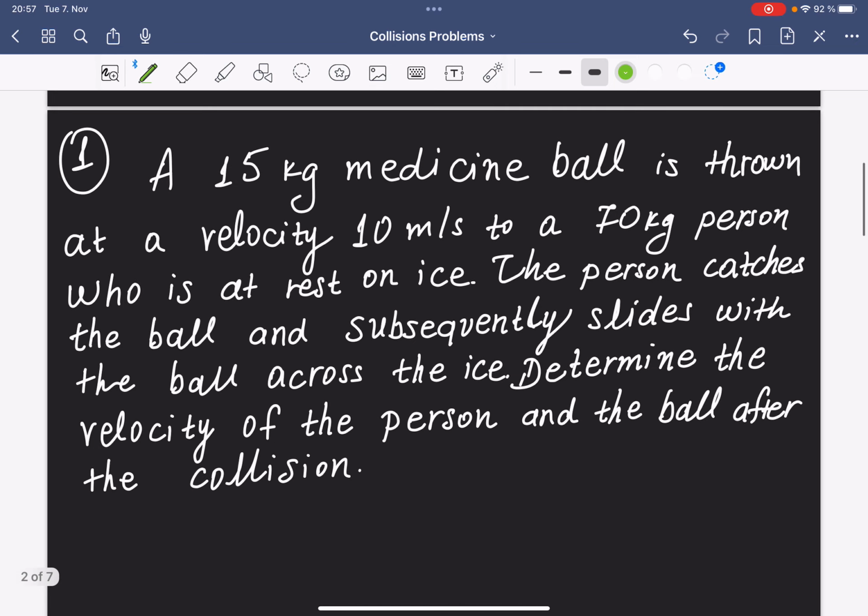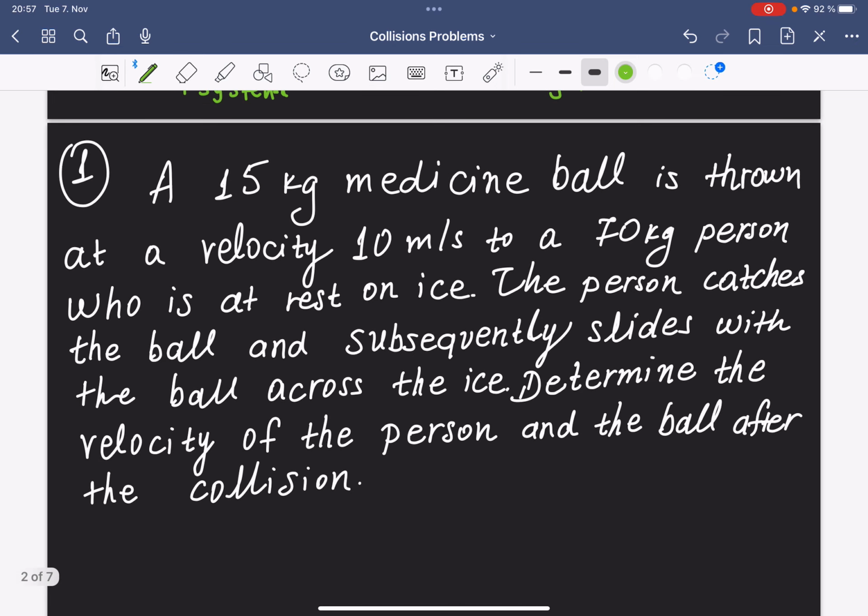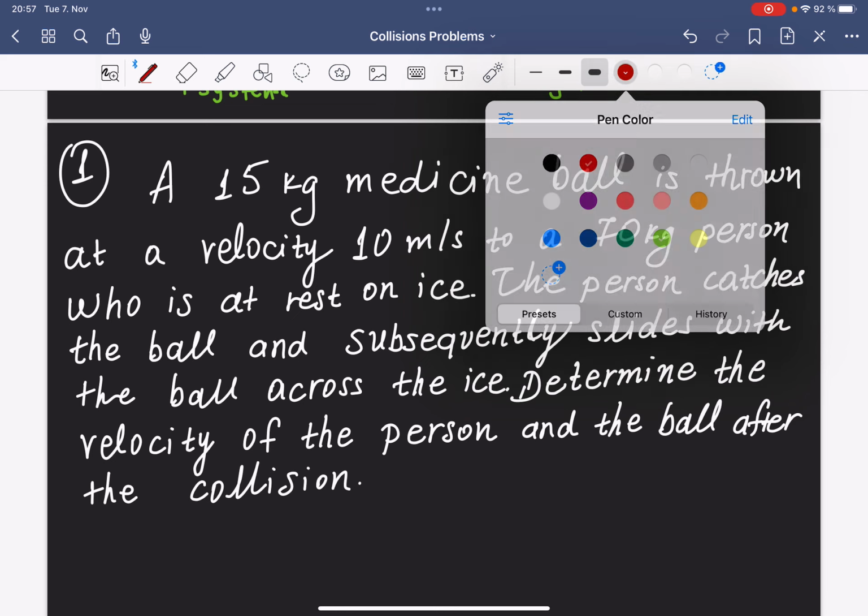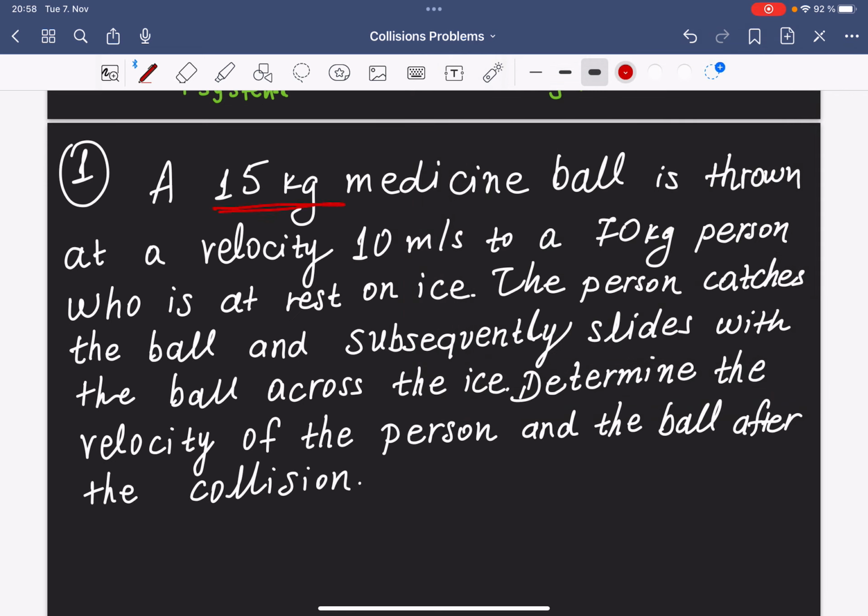So the first example goes as follows. We have a 15 kilogram medicine ball that is thrown at a velocity of 10 meters per second to a 70 kilogram person who is at rest on ice, which means the person is not moving on ice. The person catches the ball and subsequently slides with the ball across the ice. Determine the velocity of the person and the ball after the collision.